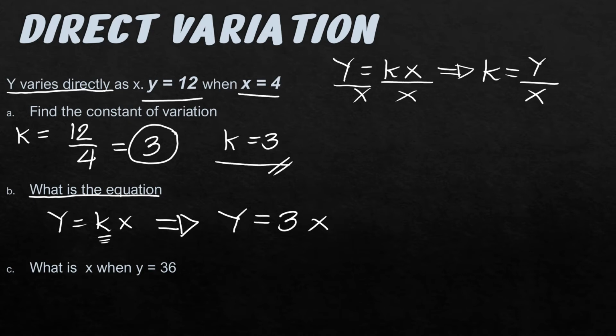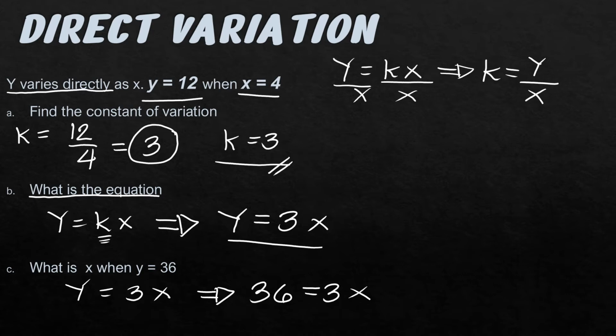Now, for our third question, what is x when y is equal to 36? We have here already our equation, y is equal to 3x. The statement says that you're going to find your x when y is 36. So, instead of writing y, susulat natin 36 is equal to 3x. So, paano natin makukuha yung x? Divide natin both sides by 3. So, 36 divided by 3, that is x is equal to 12.